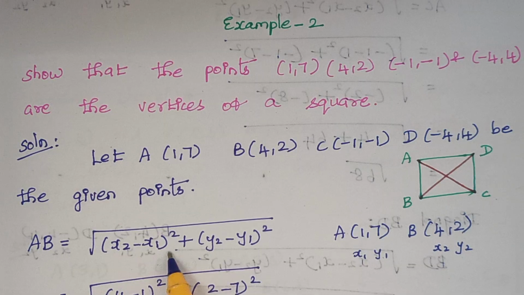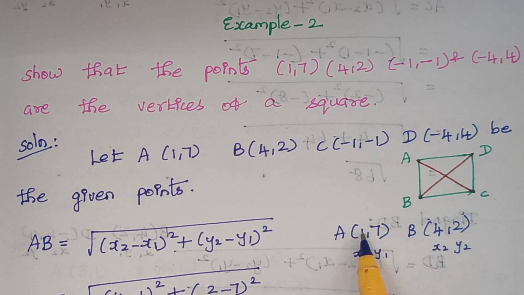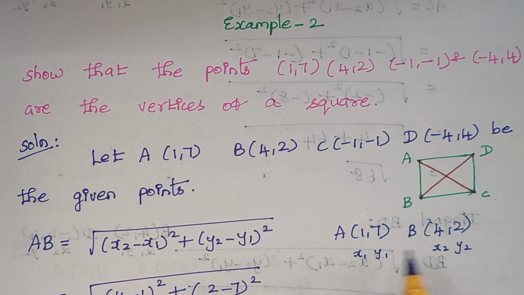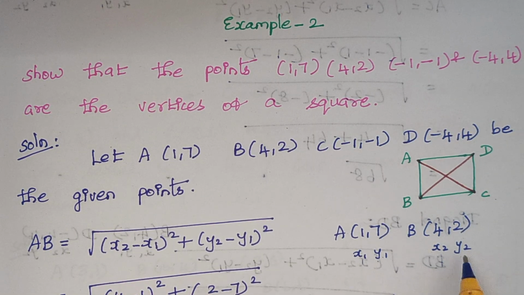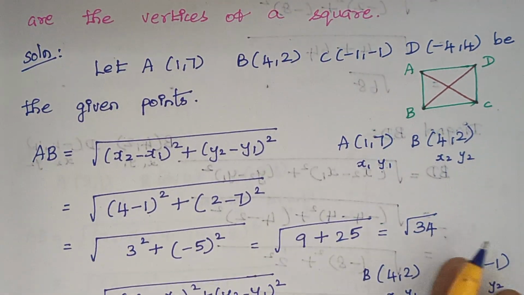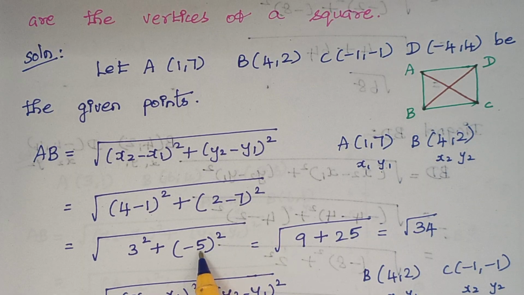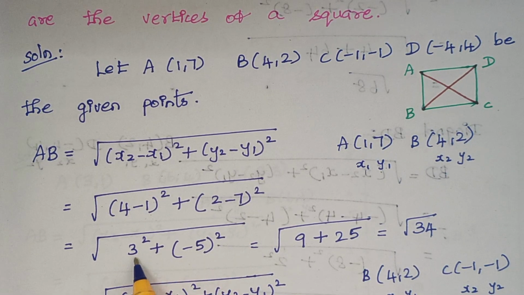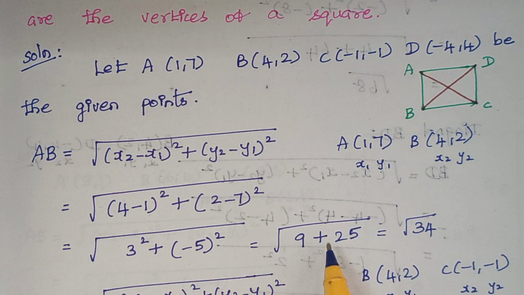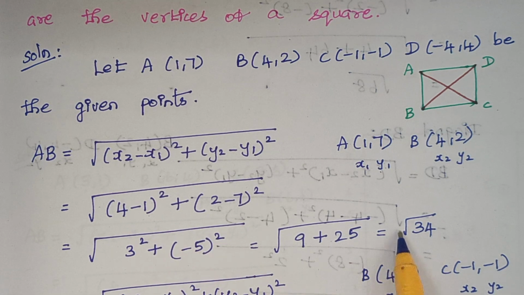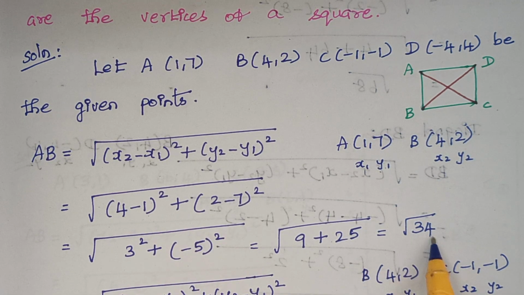So x2 minus x1. So x2 is 4 and x1 is 1. So (4 minus 1) the whole square plus y2 minus y1, (2 minus 7) the whole square. So 4 minus 1 is 3 and 2 minus 7 gives minus 5. So when you square, 3 square becomes 9 and minus 5 square becomes 25. And finally, we got the answer as root of 34.